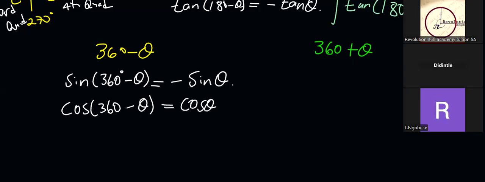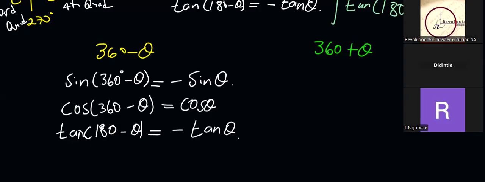Okay, cool. And then lastly, we are having the one for tan of 360 minus theta. So 360 minus theta, we're on the fourth quadrant. On the fourth quadrant, tan is negative. Hence, it will become negative tan of theta. Then now we delve into making sure that we do the ones for 360 plus.